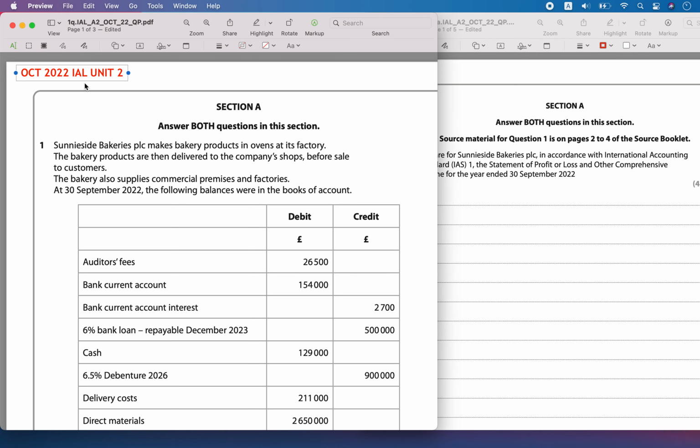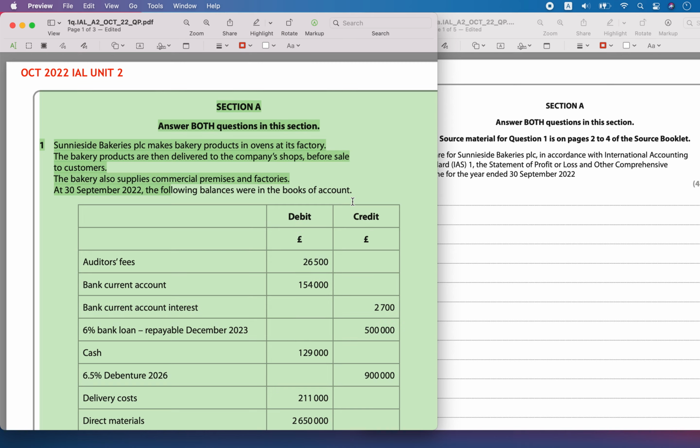Hello, today we are solving October 2022 IAL Unit 2. First question, Sunnyside Bakeries PLC makes bakery products in ovens at its factory. The bakery products are then delivered to the company's shops before sale to the customers. The bakery also supplies commercial premises and factories.